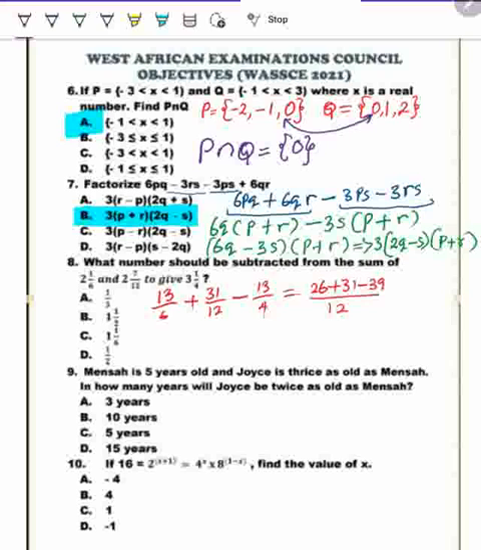39. All right. So when we add 26 to 31, we're going to have 57. And 57 minus 39 is equal to 18. And we have it over 12.